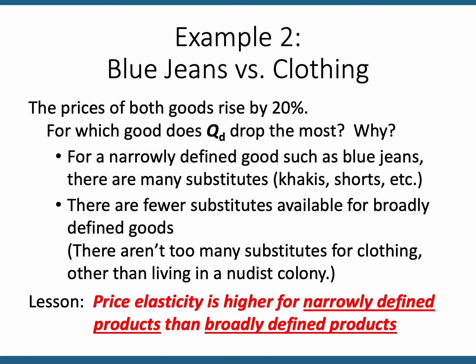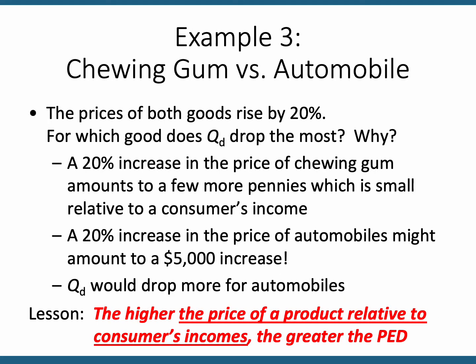Would you buy? How much more would you buy? Or a 50% decrease in automobiles, new automobiles. You would act in a bigger way to a price change in automobiles, because automobiles have a much larger price. The price is much greater compared to your income than chewing gum.